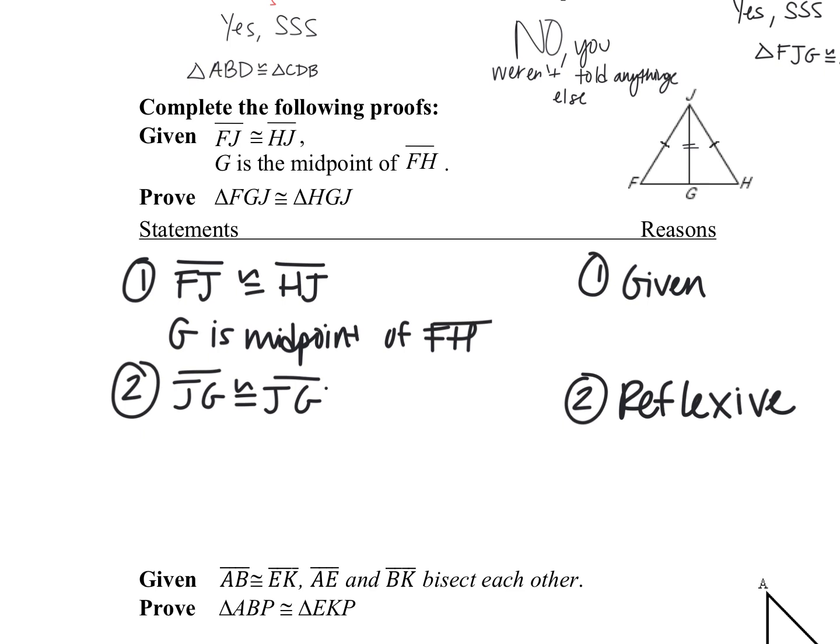Okay, so right now you have two sides. You need three to be able to use side, side, side. Where do I get the third? Yeah, so you have to use your key words.